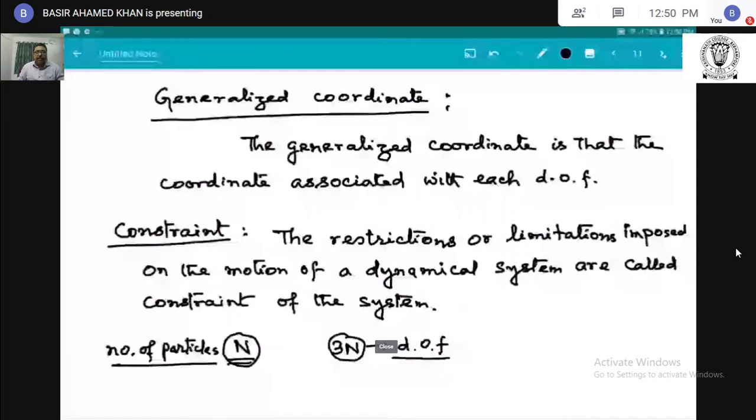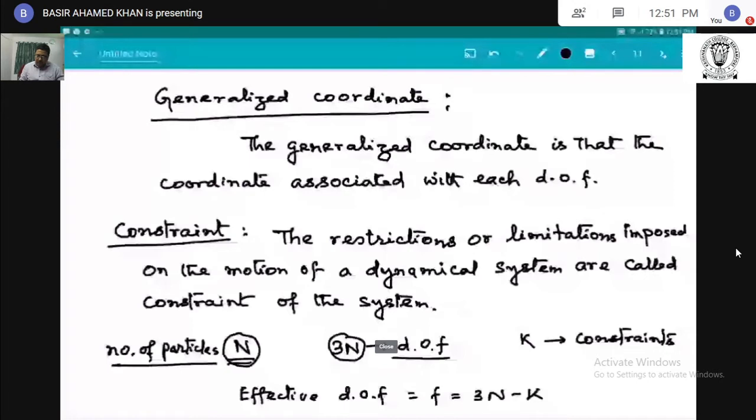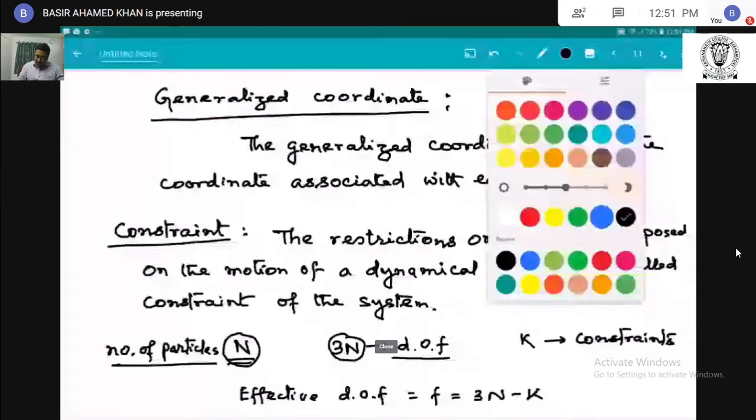And if there are k number of restrictions or limitations or constraints, then the effective degrees of freedom of the system is f equal to 3n minus k, where f is the degrees of freedom.